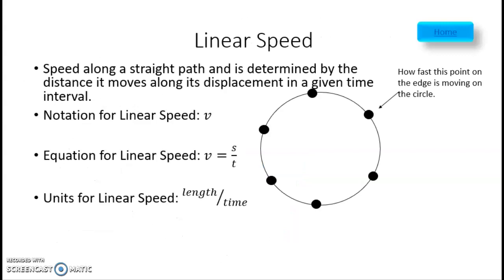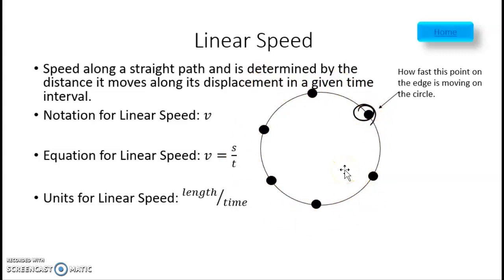Our linear speed is speed along a straight path and is determined by the distance it moves along its displacement in a given time interval. Okay, it says straight path, but then we're looking at a circle here. So it's like you could nick this circle right here and then unravel it. Okay, there it is unraveled, and then you can lay it flat. So then there's your straight path. Now what you're looking at is this point right here. How fast is it circling on the edge of this circle right here?